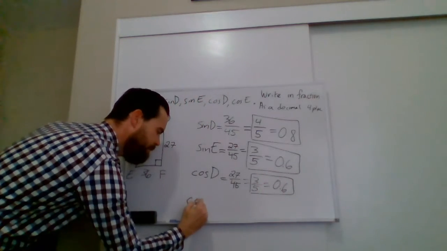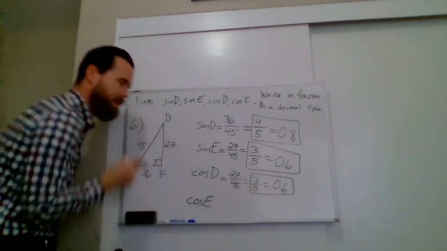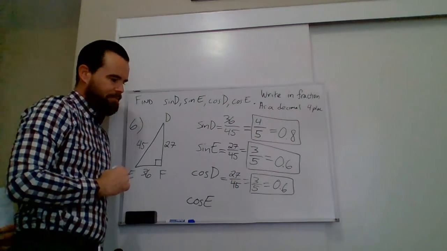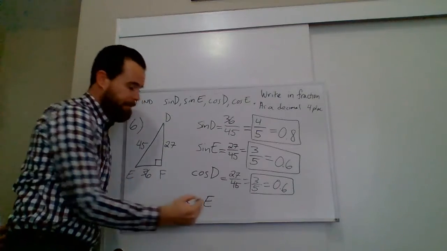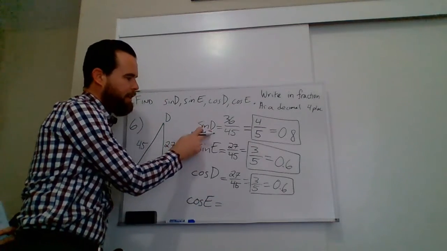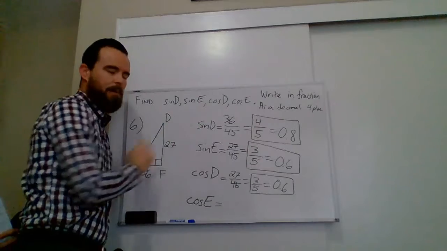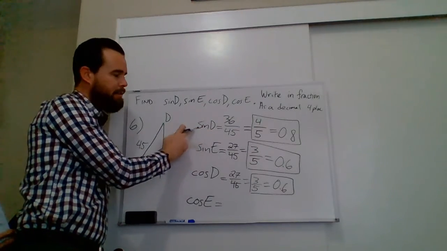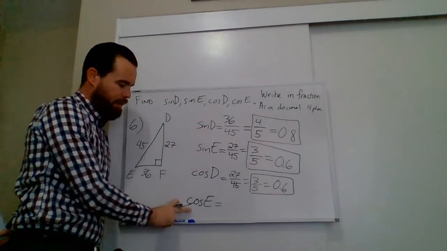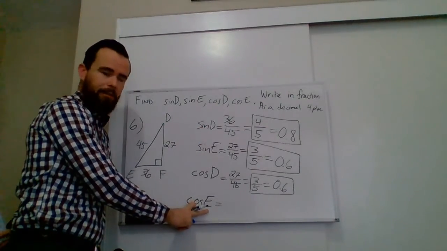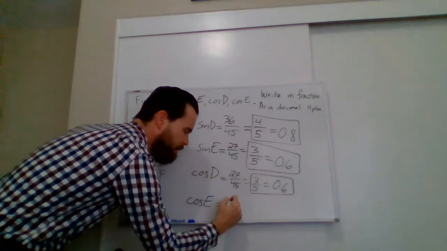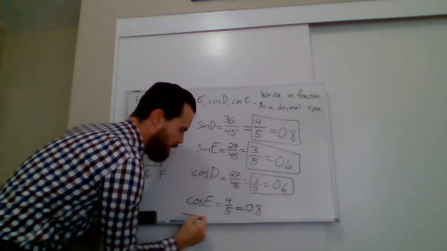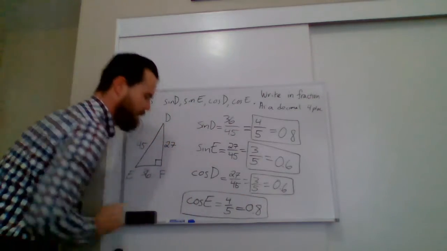And do we have to work out cosine of E, or do we already know what it's going to be? We already know what it's going to be. Sine of D is equal to the cosine of its complementary angle. Complementary of angle D is E. So sine of D is equal to the cosine of its complementary angle E. So we can just go 4/5 and 0.8.